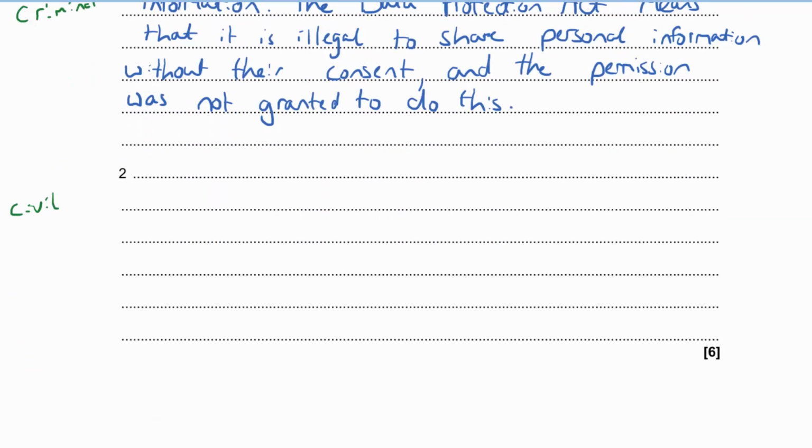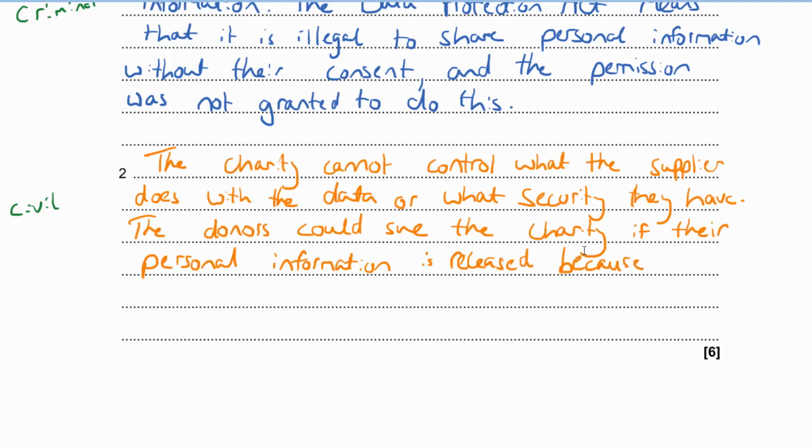So I'm going to say the charity cannot control what the supplier does with the data or how they can secure it. And so the donors could sue the charity if a cyber attack affects the supplier. So because the charity cannot control the supplier, the donors could sue the charity if the personal information is released. Well, why is this? It's because the donors only expected the charity to have their data, not anybody else.